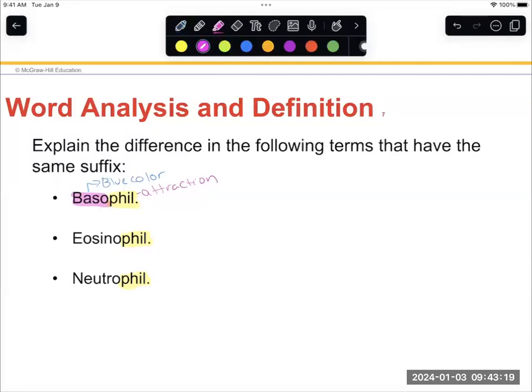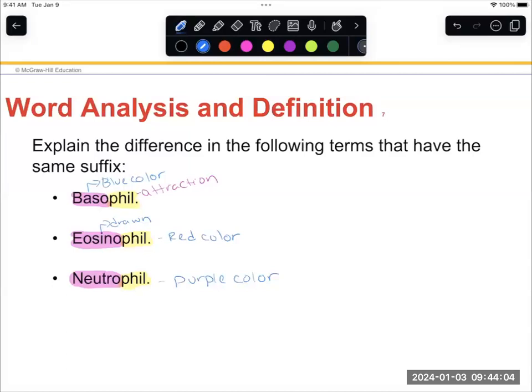Eosinophil: our root and combining form is eosino, which means drawn. The phil means attraction, so we're drawn or attracted to a red color. And then our last one, neutrophil, with the combining form neutro, means neutral, so we're attracted to a purple color.